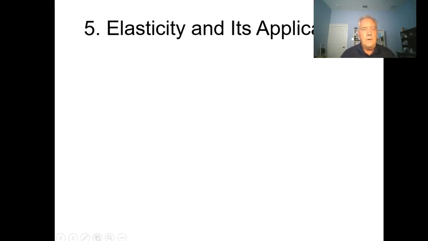Okay, what we want to talk about today is elasticity and its application. Elasticity and its application is the subject of Chapter 5. I started this with you in class this week, but I made some changes and there are some other things I want to point out. So we're going to start elasticity and its application from the beginning.